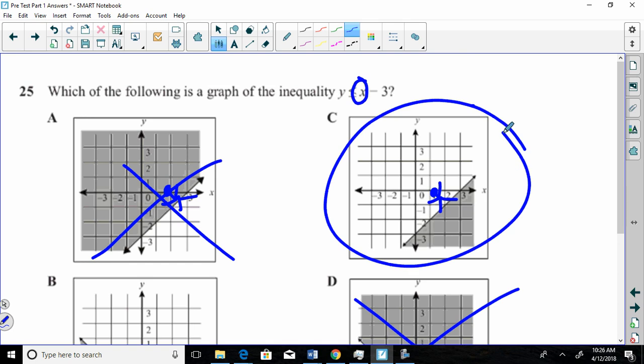And make sure you guys remember if it's solid or dotted. How would we know if it's solid or dotted? If it's greater than or... Yeah, so if it doesn't have that line underneath it, remember that line is like a cheat sheet. It tells you make it solid. But if there is no line, it's dotted.